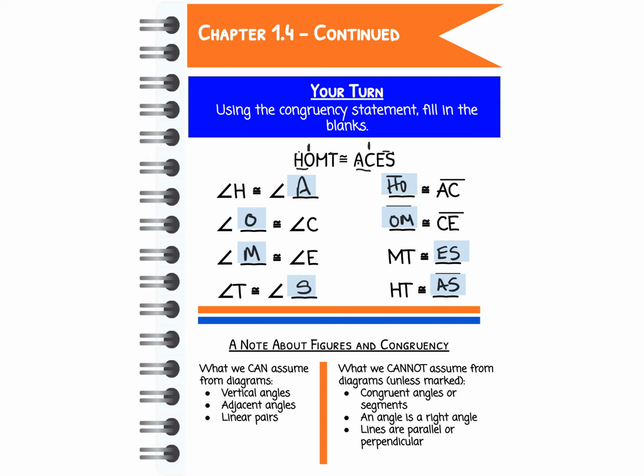Okay, so a couple of things in terms of figures that we can assume and that we can't assume. So when we're looking at a diagram, a figure, we can assume that angles are vertical angles. So if you see 2 lines intersecting, we can assume that the non-consecutive angles are vertical angles. If we're looking at a figure, we can assume the angles are adjacent. So it's not a trick, like there's not 2 rays that are really, really close together. We can also assume linear pairs. So it looks like a line with a ray coming out of it. You can assume those are linear pairs.